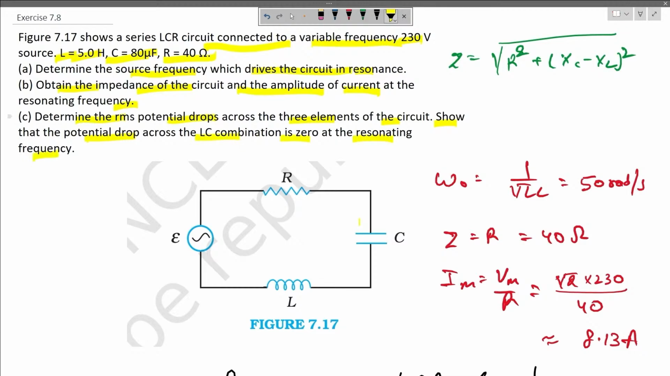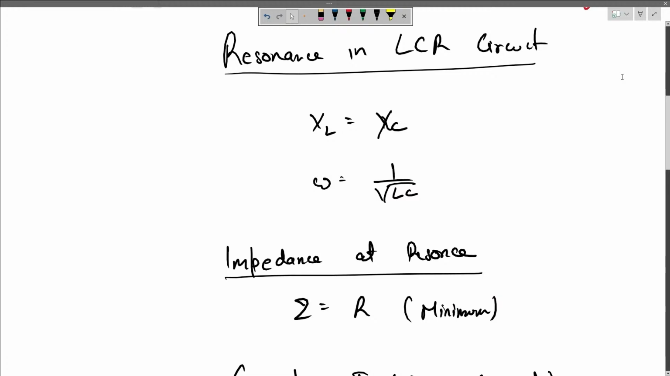Now we know the driving condition for resonance is that the frequency of the source matches the frequency of the circuit. So that is the main condition of resonance. At resonance, the inductive reactance is equal to the capacitive reactance, and upon rearrangement for omega, the angular frequency, we get omega equals 1 by root of the inductance multiplied by the capacitance.